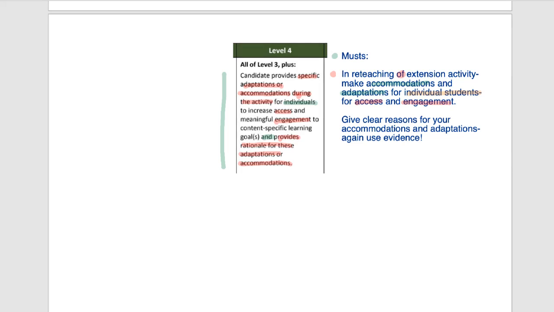The second piece of this is the bottom piece, the "and" statement. Give clear reasons for your accommodations and adaptations, and again, use evidence. So level 4 is all about drawing kids in, individual kids in. You're paying attention to who the particular students are in your reteaching or your extension lesson, and you're teaching so that they can be involved and have access to important ideas. So for level 4, there are 2 requirements. Let's go to level 5.